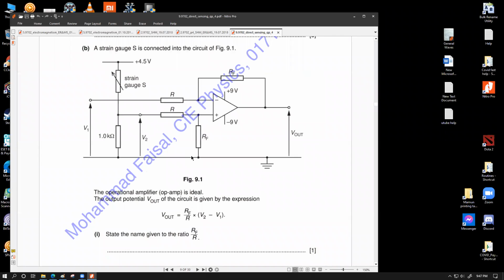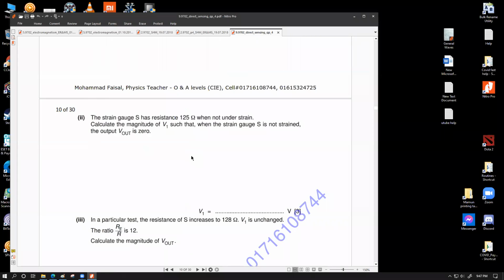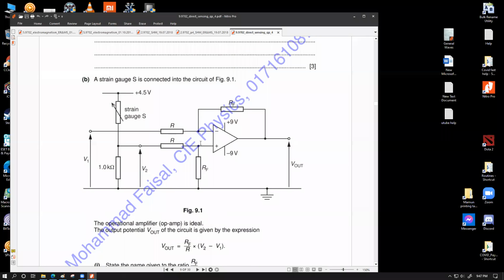8B2. Okay, let me see. So this is a question about a strain gauge. A strain gauge is connected in the circuit, figure 9.1. Wait a minute, I just have to.